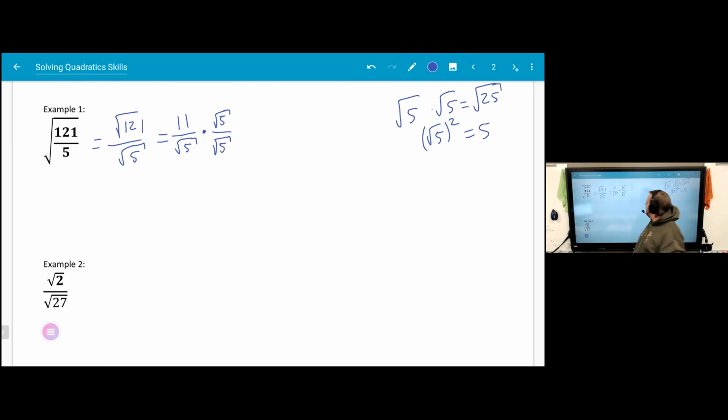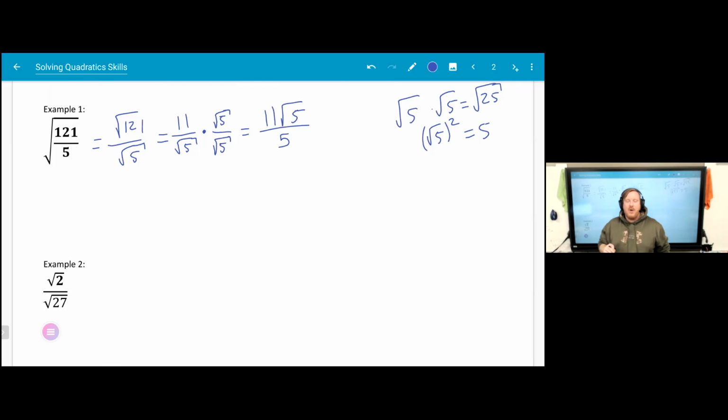So let's see what this ends up being. On the top, I have 11 times the square root of 5. That does not simplify. 11 times the square root of 5 divided by the square root of 5 times the square root of 5. We just said that's just 5. Now, these things are equal. 11 divided by the square root of 5 is the same as 11 root 5 divided by 5.